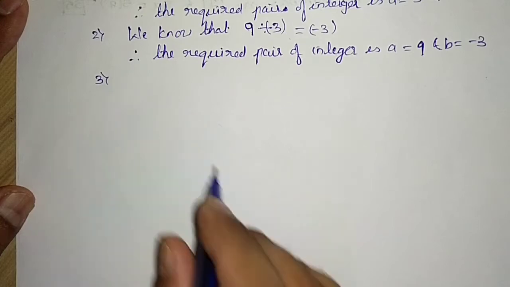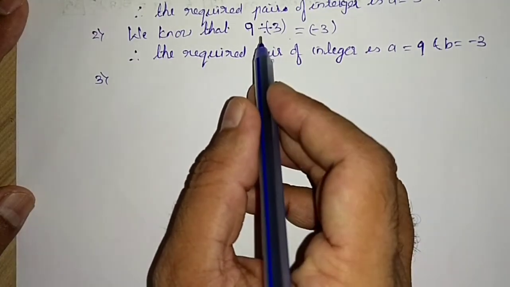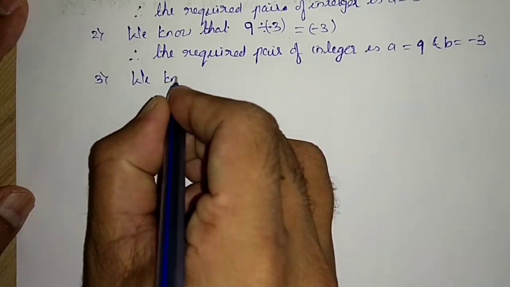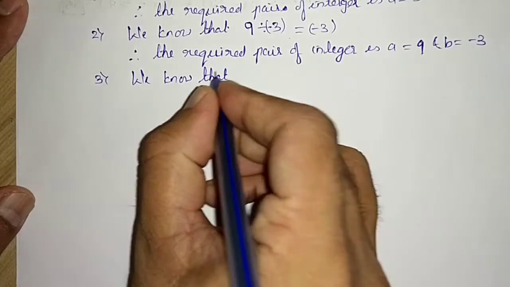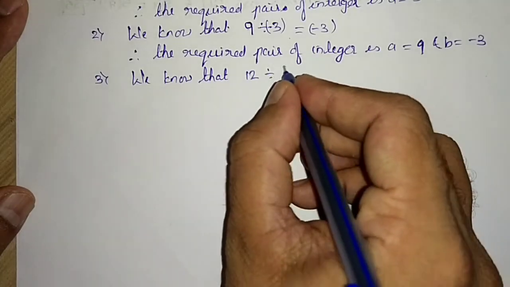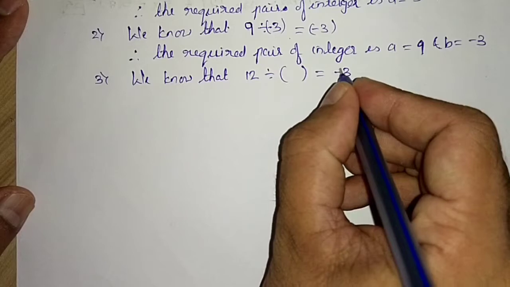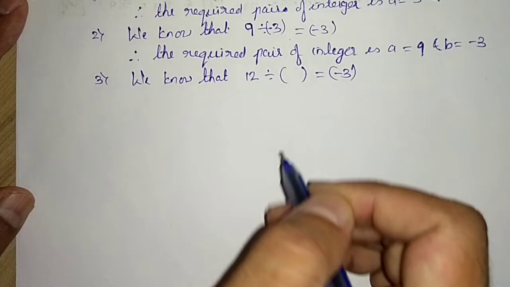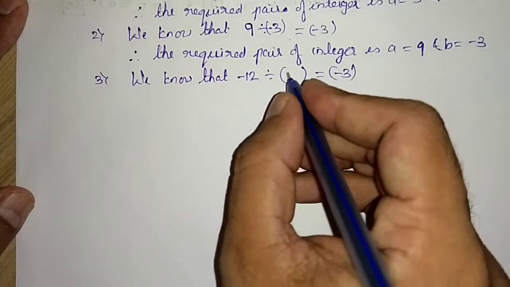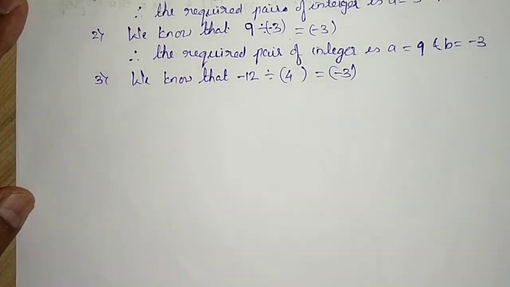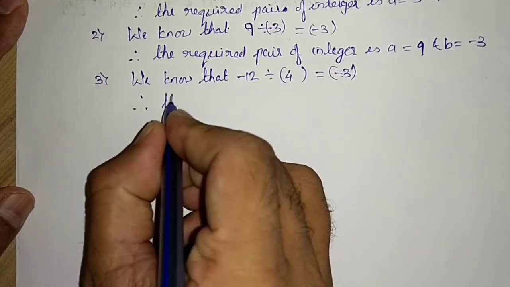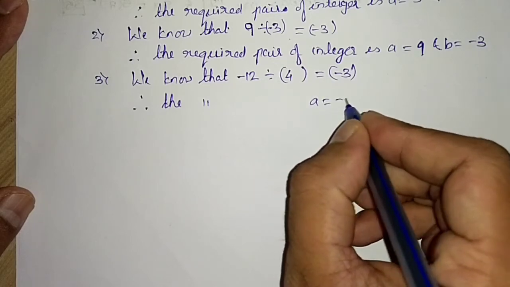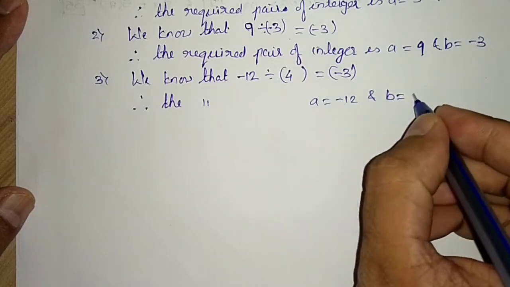Similarly, after 9, what is coming in 3's table is 3 4's are 12. We know that 12 divided by some number will give me minus 3. I want the answer as minus, so I will take either minus 12 or minus 4. Let me take minus 12 this time. Minus 12 divided by 4 will give me minus 3. Therefore the required answer is a is equal to minus 12 and b is equal to 4.